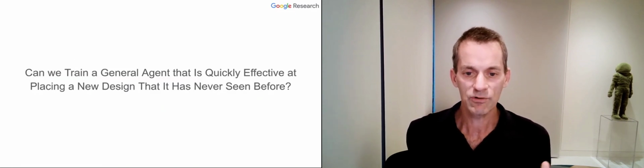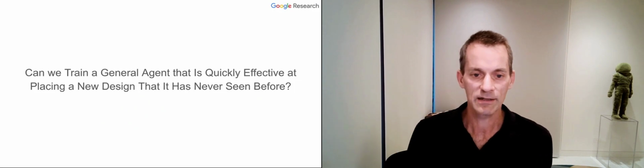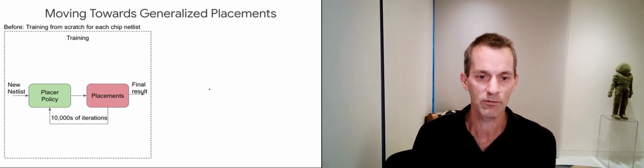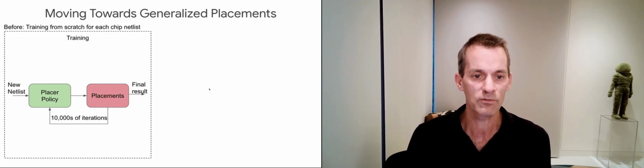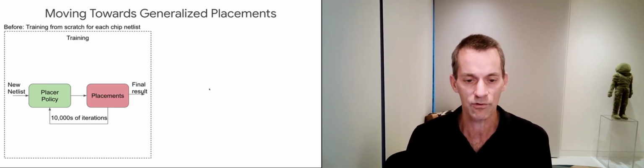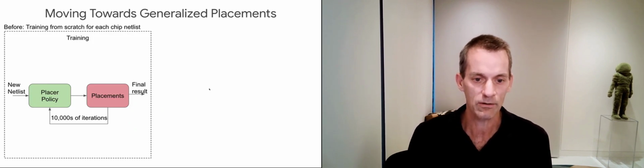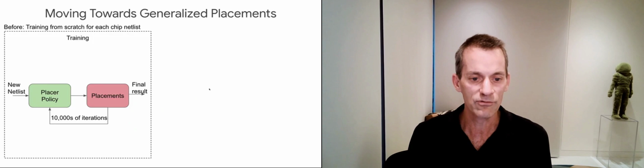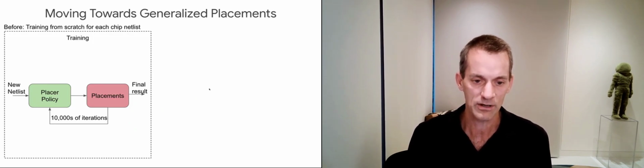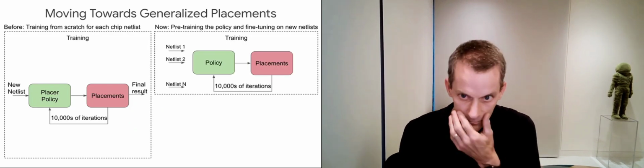More interestingly, can we train a general agent that is quickly effective at placing a new design it's never seen before? So when we first started doing work in the space, the way we would do this is we would take a particular chip netlist for a particular block of a chip, and we would iterate the reinforcement learning algorithm to eventually come up with the final result, and it would get better and better at placing that particular block with tens of thousands of iterations.